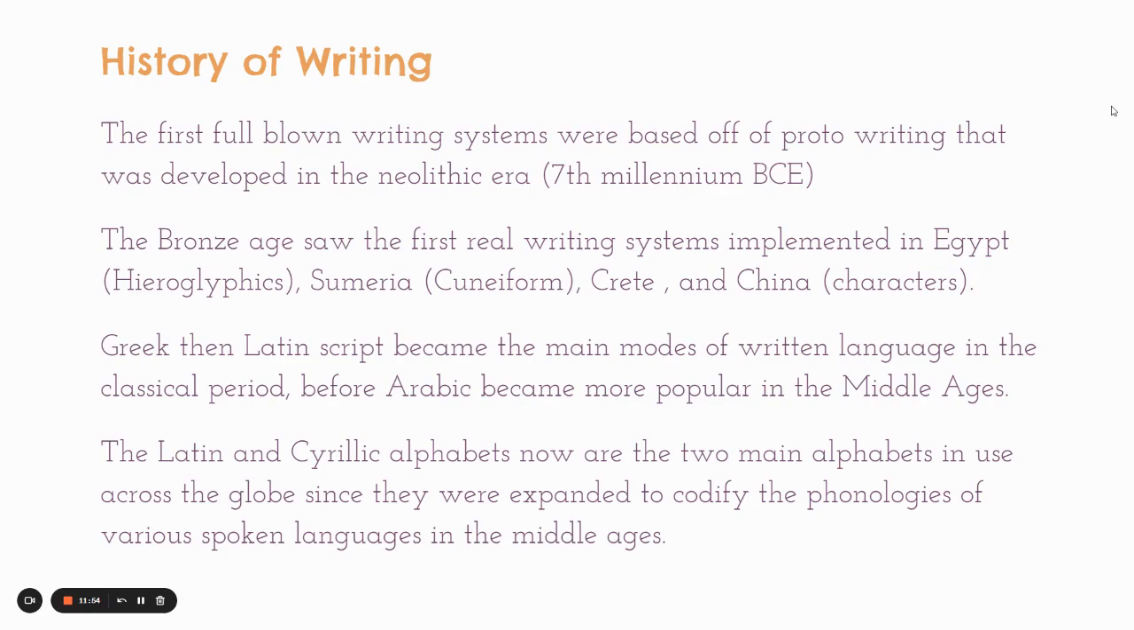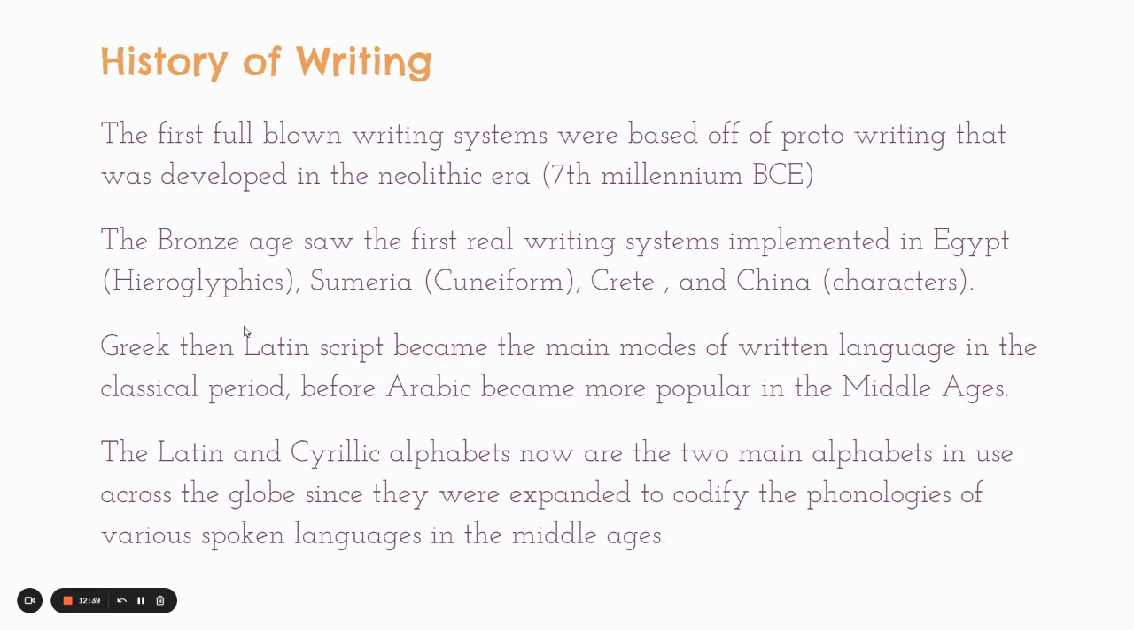The first full-blown writing system was based off of proto-writing, which is not quite a grammatical structure. There's not quite vocabulary and stuff. It's a little bit less advanced than full-blown writing, but those proto-writings were developed around the Neolithic era in the 7th millennium BCE. And then the first actual real writing systems were implemented in Egypt, Sumeria, Crete, and China, and they had their own grammar and vocabulary, and they were called different things, like hieroglyphics, cuneiform. In Crete, they're just called symbols, I believe, and in China, they're characters.